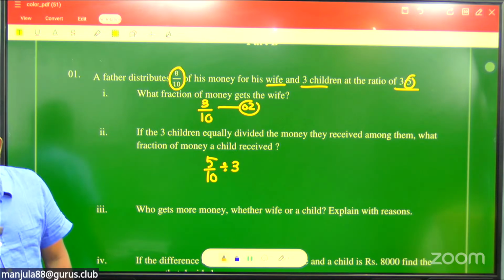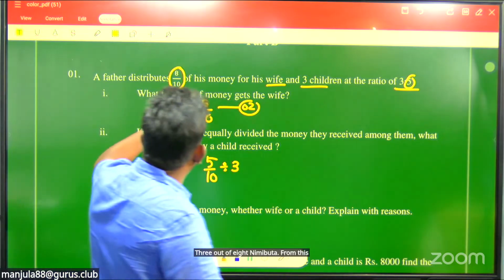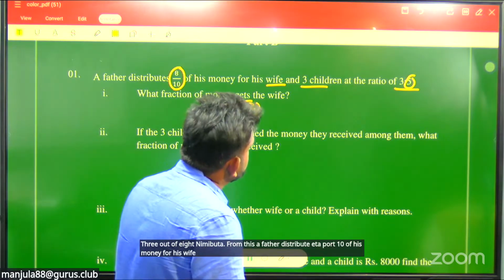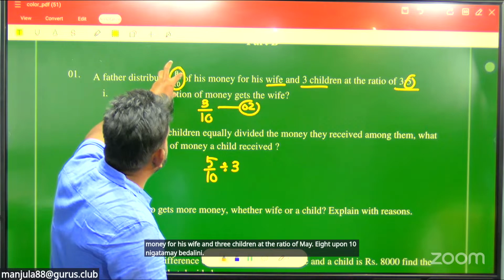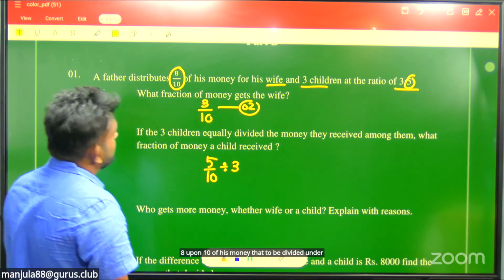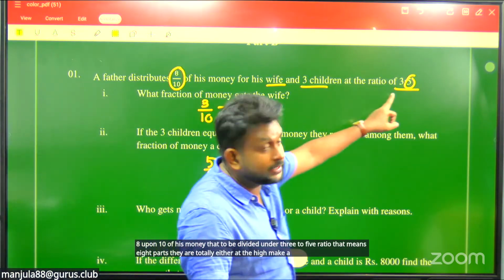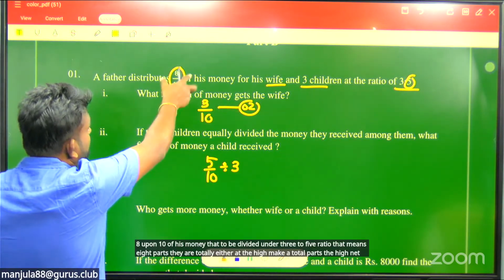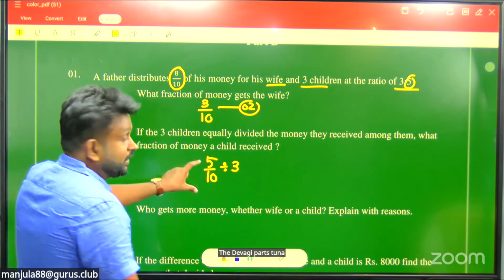3 out of 8 නෙමෙයි පුතා. A father distributed 8 upon 10 of his money for his wife and 3 children at the ratio. මේ 8 upon 10 එක තමයි බෙදලා දෙන්නේ. That has to be divided under 3 to 5 ratio. That means 8 parts they are totally. එතකොට 10න් 8ට බෙදනවා. එතකොට 10න් 1යි එක part එකක්. එතකොට ඒ වගේ parts 3ක් wife ට. ඒ වගේ parts 5ක් මෙයාට.